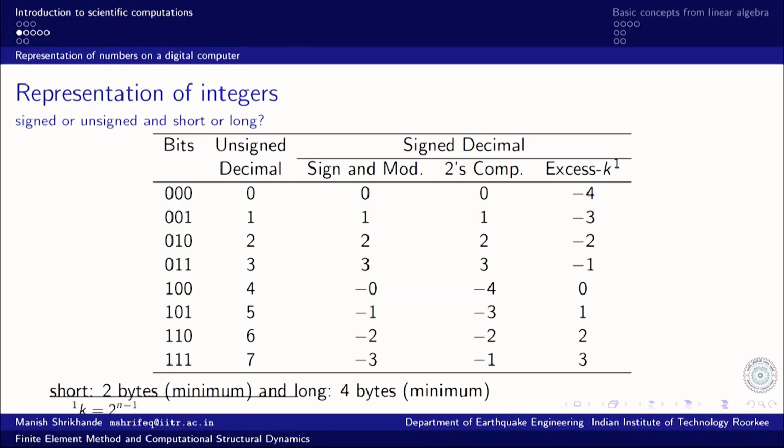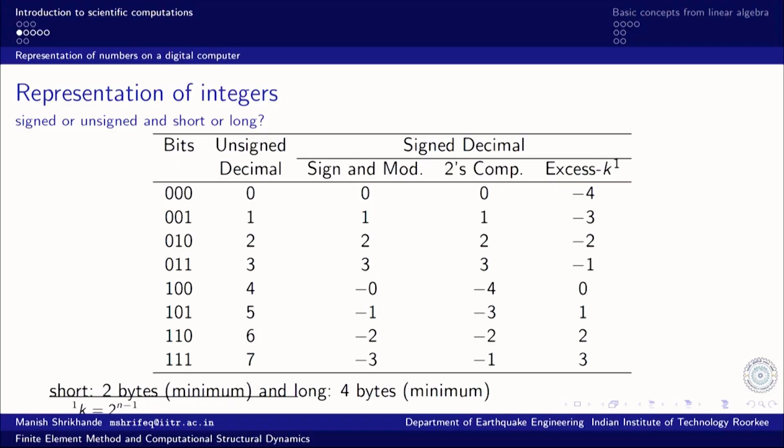The only problem with sign and modulus form is a little inconvenient notion that we have 2 representations of 0, plus 0 and minus 0, otherwise it is all fine. Another representation is 2's complement, again based on some standard transformation rule, and the third one is XSK. XSK is something that is similar to a shift of origin.